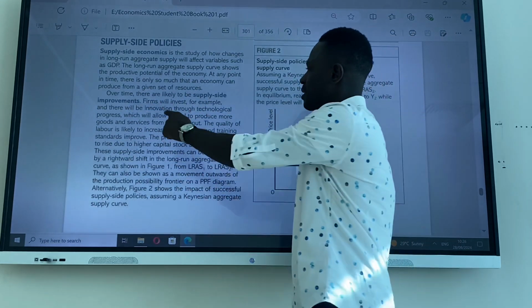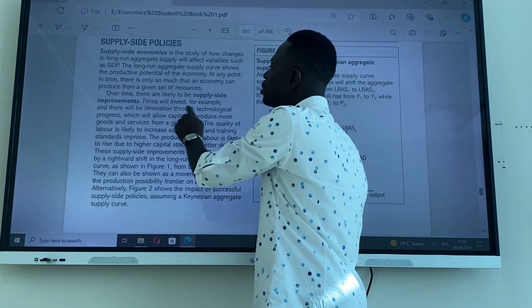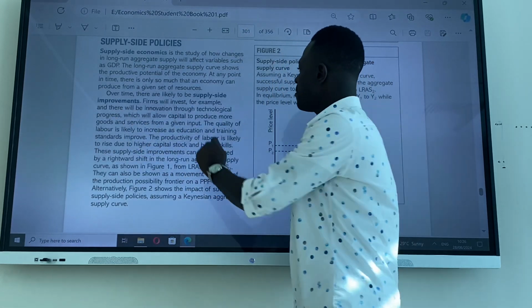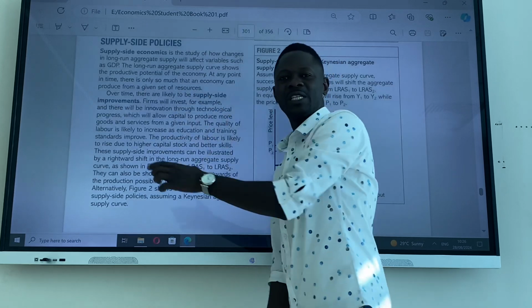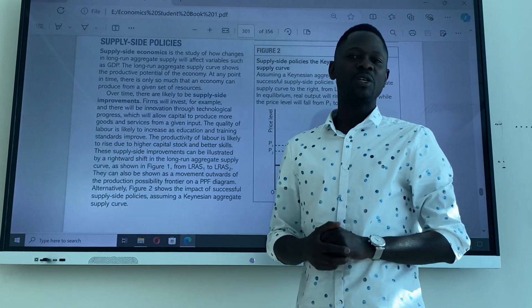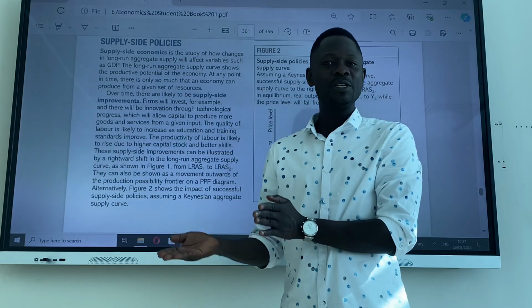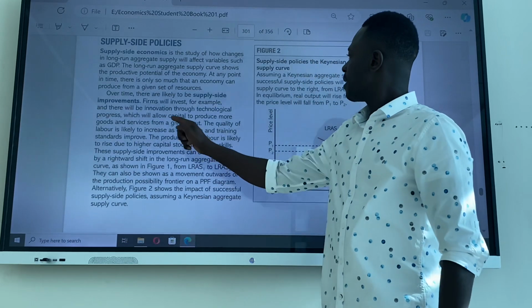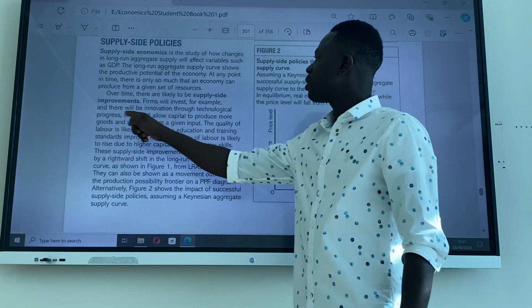Firms will invest, for example, and there will be innovation through technological progress. So the first point is that businesses will invest more. And when businesses are investing, it means output is expected to increase. And that means GDP will definitely increase. And there will be innovation through technological progress.